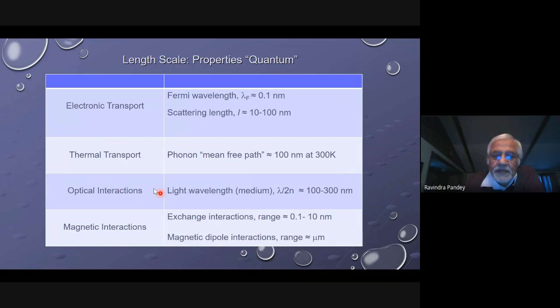We talk about the optical interactions, which are important in optoelectronic materials. We're talking about the wavelength in the medium, which is about 100 to 300 nanometers. And finally, we have magnetic interactions, where we have a short-range so-called exchange interaction, which is a few tens of nanometers. But we do have a long-range so-called magnetic dipole-dipole interaction, which tends to go up to a micron.